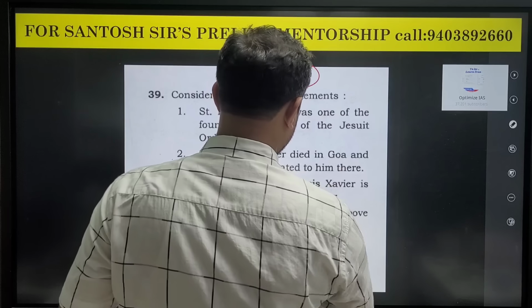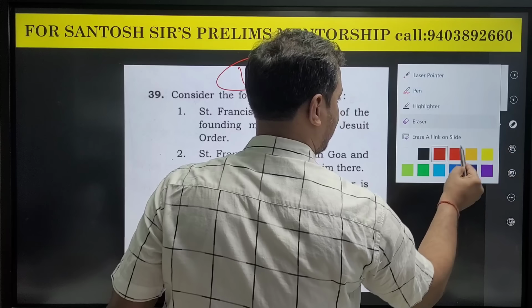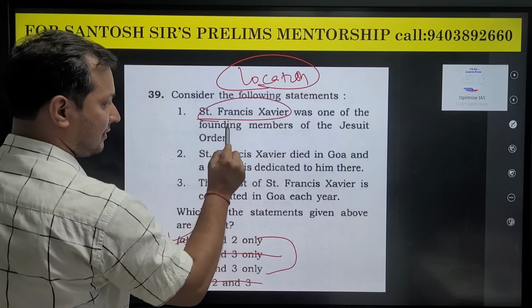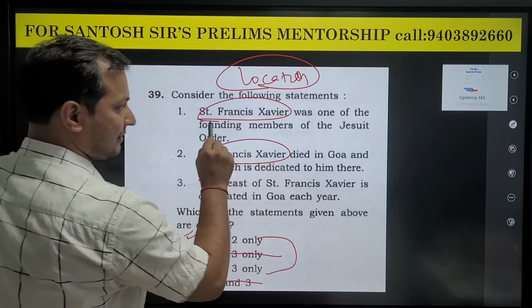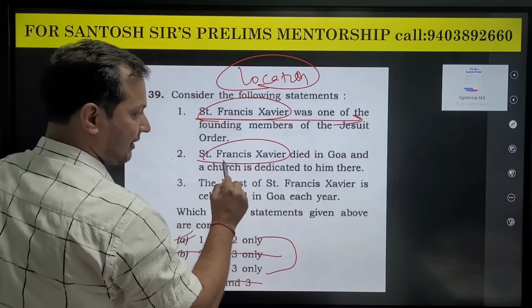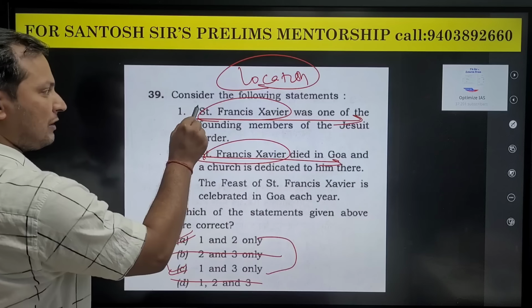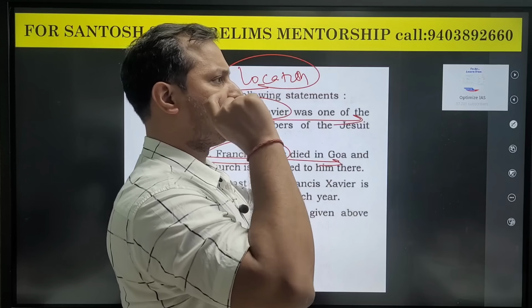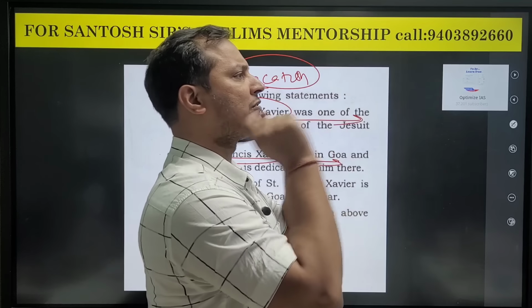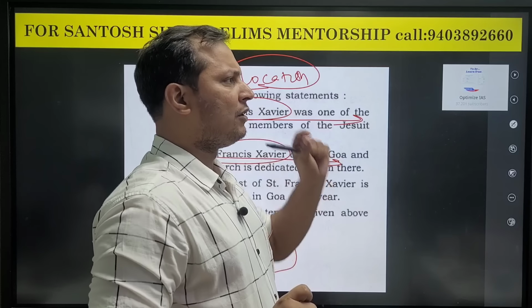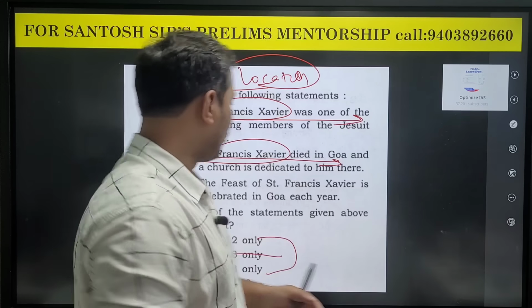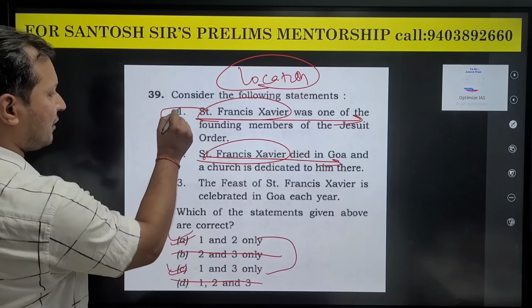Now read statements 1 and 2 carefully again. Both start like "Saint Francis Xavier is this". Whenever two sentences are framed in a similar pattern, they are giving two different facts about Saint Francis. Saint Francis was born here, Saint Francis died here. So out of this only one statement will be correct.